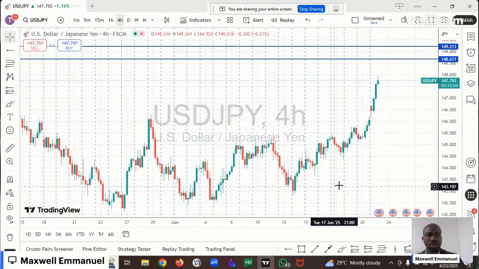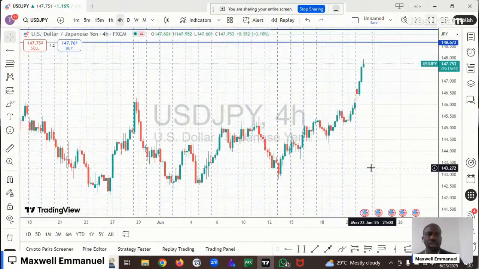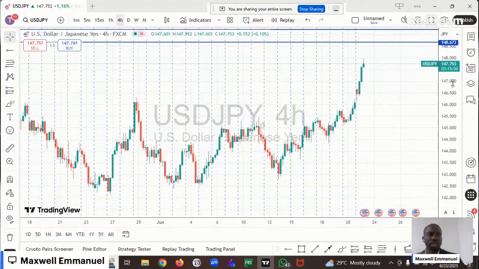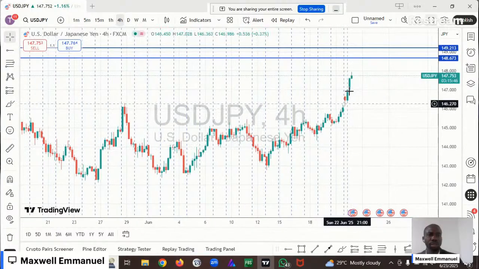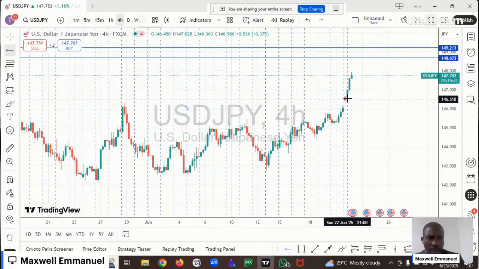4 hour also is bullish. Okay, it's bullish. So that's my take on USDJPY. USDJPY is bullish, but the best entry for USDJPY today would have been after the close of this candle. That would have been a good entry.